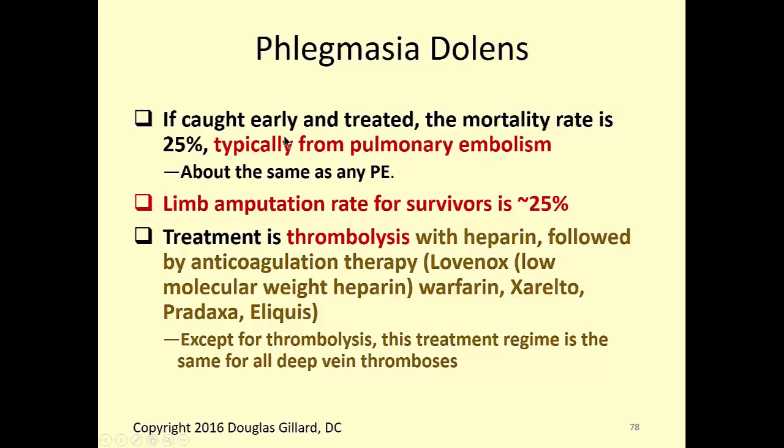Limb amputation: if you survive, another quarter of the survivors are going to lose their limb because wet gangrene will set in. The treatment is something called thrombolysis. We talked about that in lab. With heparin, always start heparin first. Watch out for HIT though, right? With heparin, which can make the clotting worse. I won't get into HIT. That's not my department, I don't think.